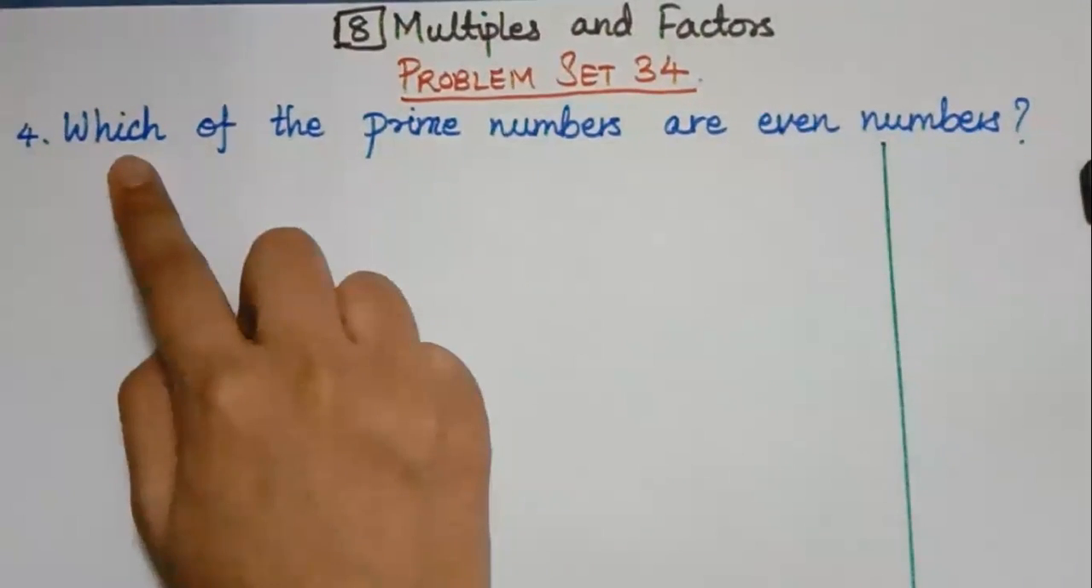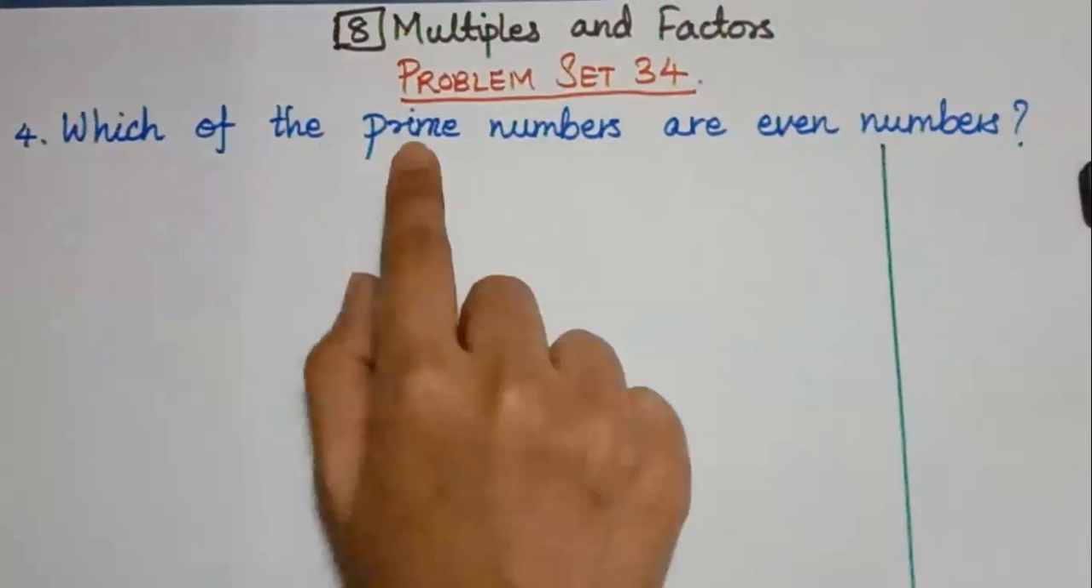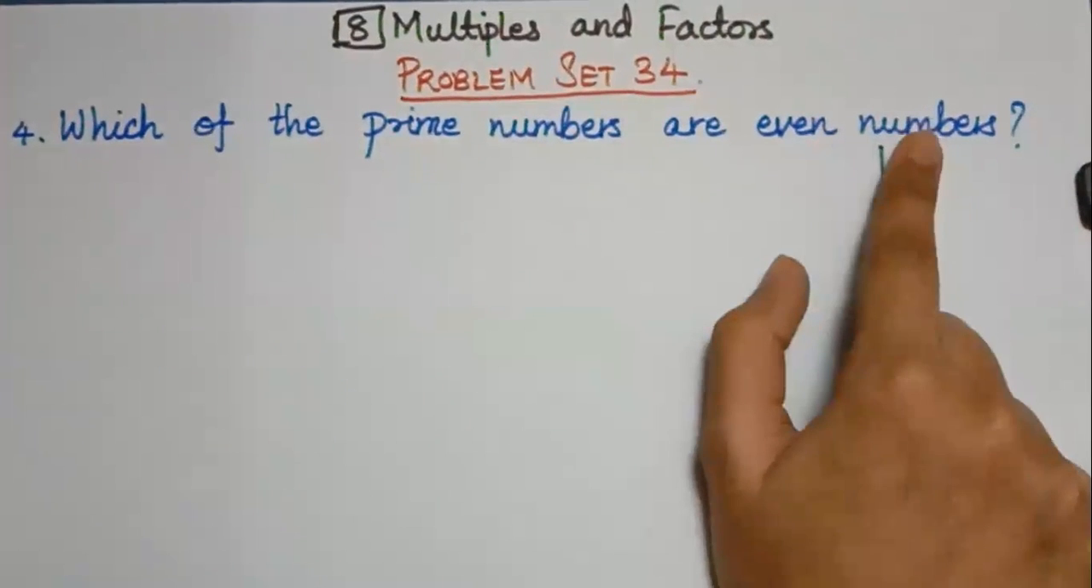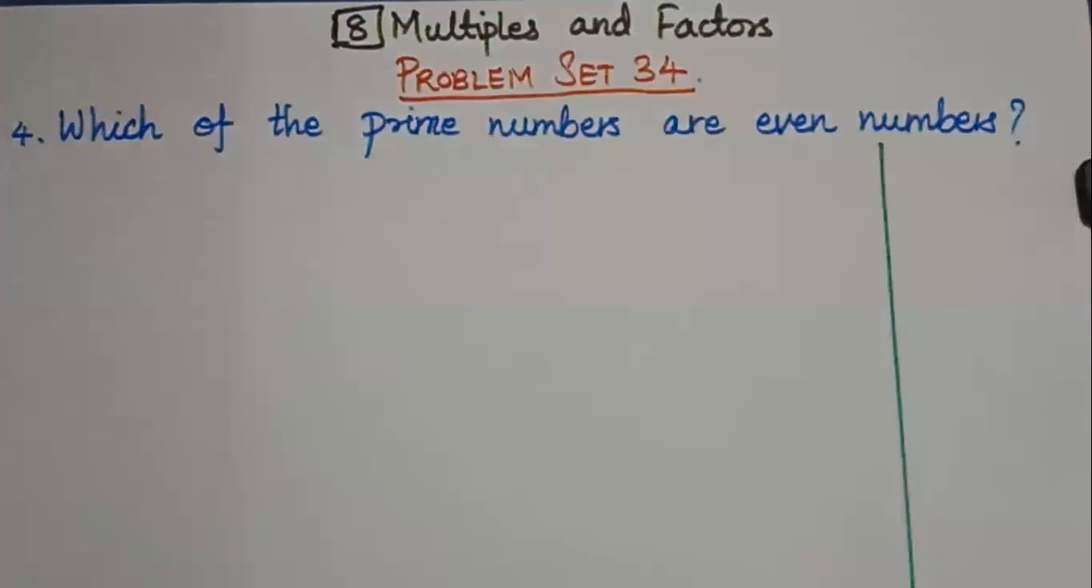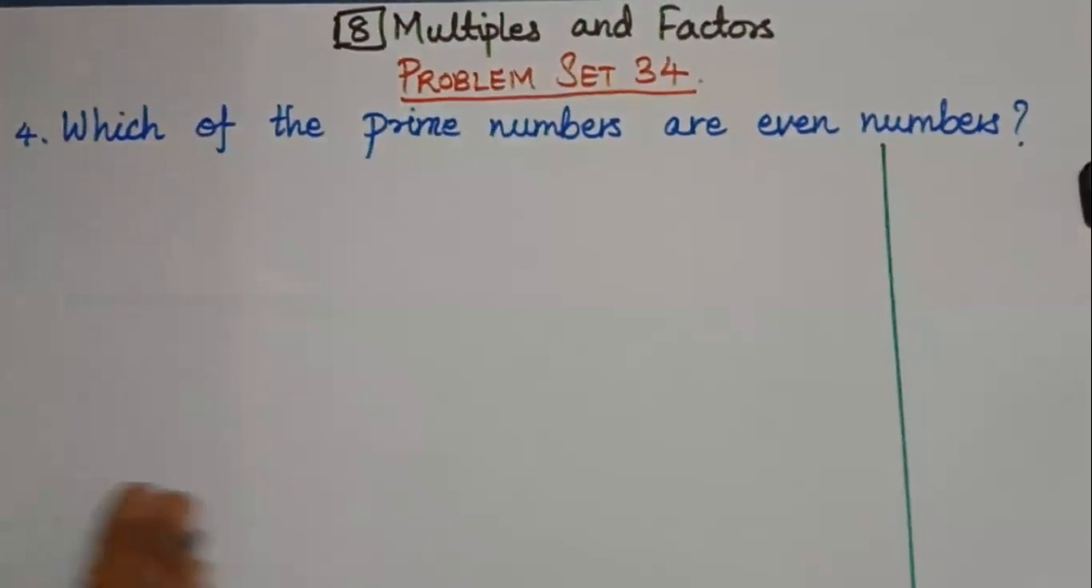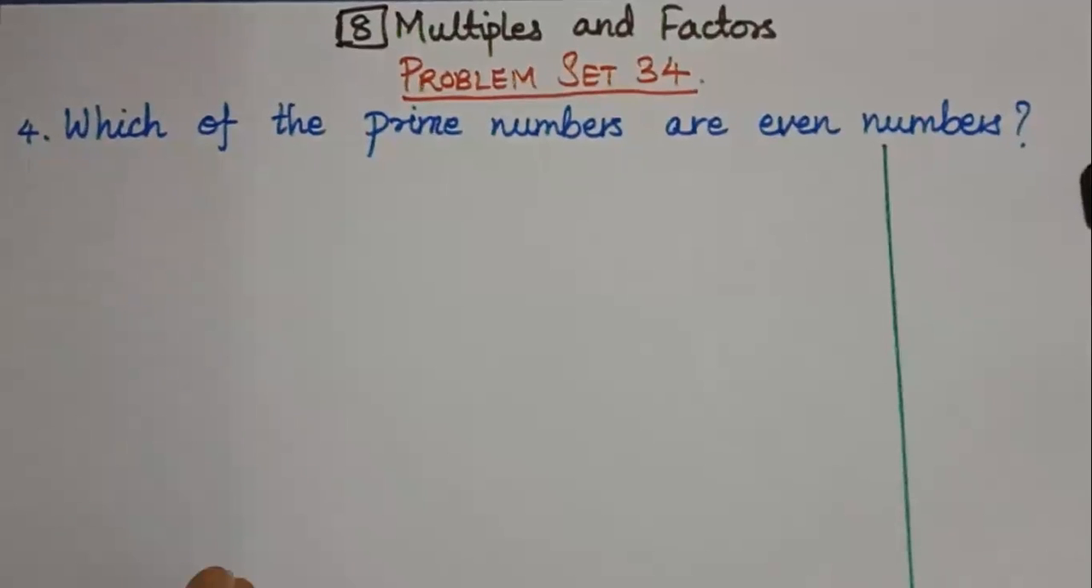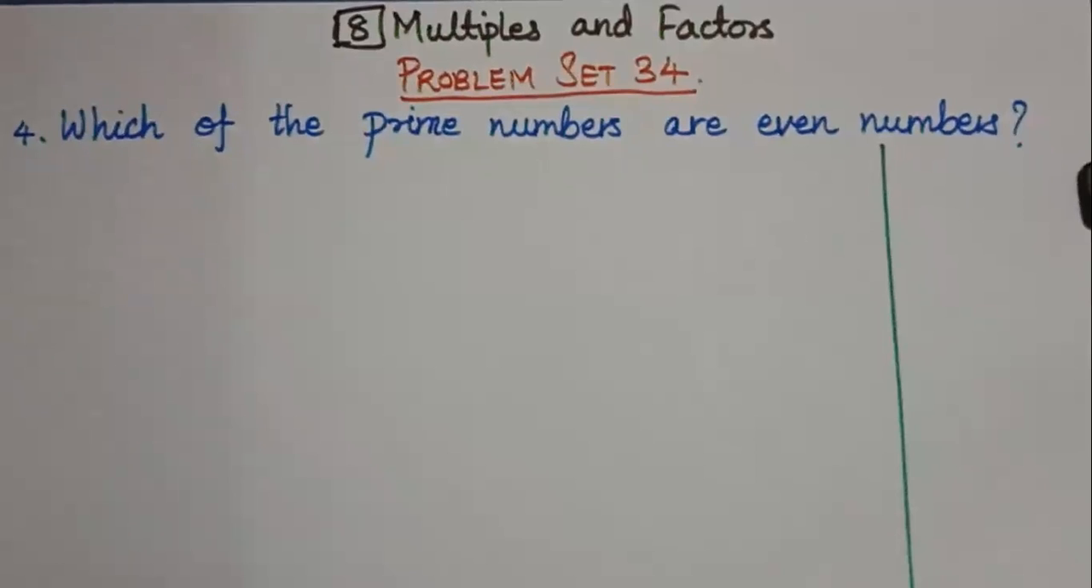So the fourth question says, which of the prime numbers are even numbers? So you all know what are even numbers and what are odd numbers. Even numbers basically start from 2, then it goes like this, 4, 6, 8, 10 and so on. Now odd numbers start from the number 1. So let's say 1, 3, 5, 7, 9, all of these numbers are odd numbers.